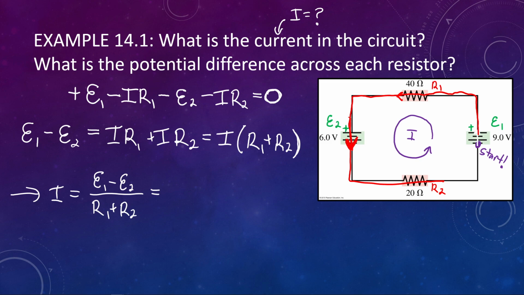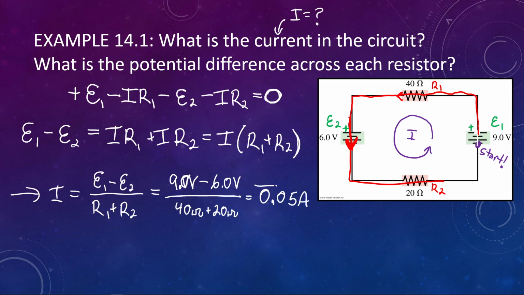We're almost done. E1, or epsilon 1, is 9.0 volts. E2 is 6 volts. We divide this by the total resistance, which is 40 plus 20. So this is what? 3 divided by 60, so 0.05, I believe, if I remember correctly. 0.05 amps of current.